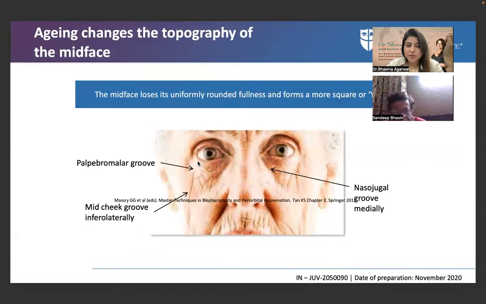Now, the mid phase loses its uniform round fullness and forms a more square or Y shape. That is, we have the triangle of youth initially, and gradually it becomes a square face. Why? Because of gravity, everything is falling forwards and downwards.